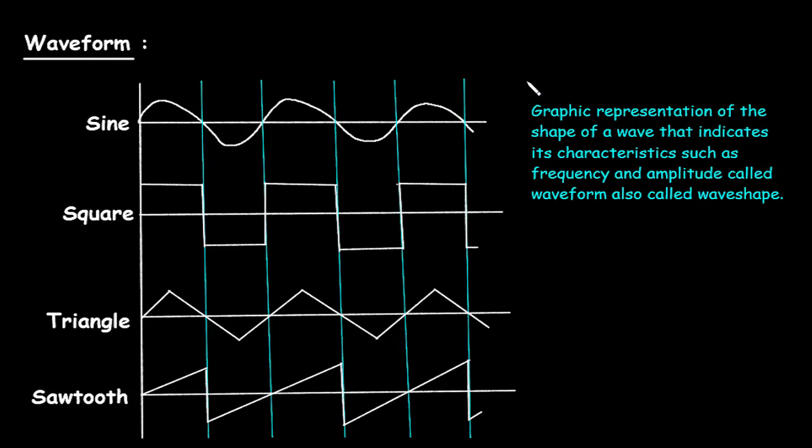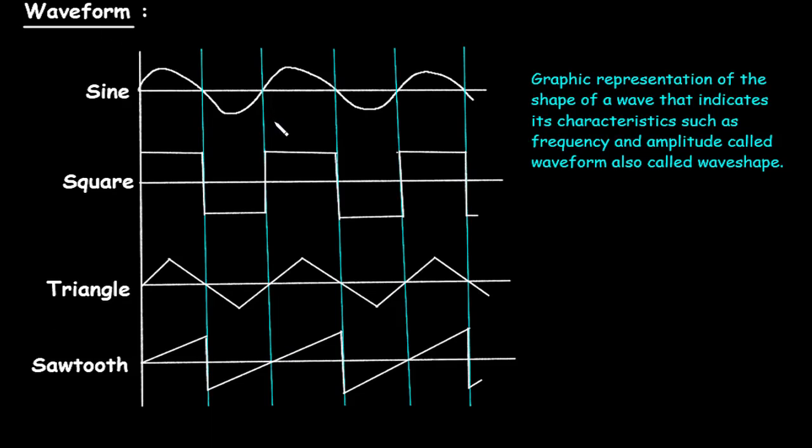Now what is a waveform? A graphic representation of the shape of a wave that indicates its characteristics such as frequency and amplitude is called a waveform, also called wave shape. Here we can measure its frequency and we can also see the amplitude. Here this will be the amplitude, and for this triangle waveform this will be the amplitude, and for the sawtooth waveform this will be the amplitude. The number of cycles completed in 1 second is called frequency.